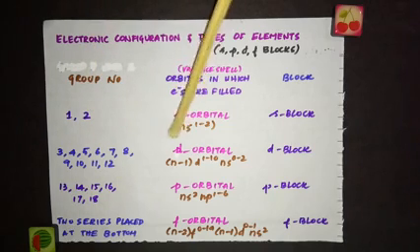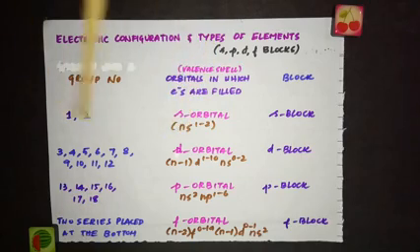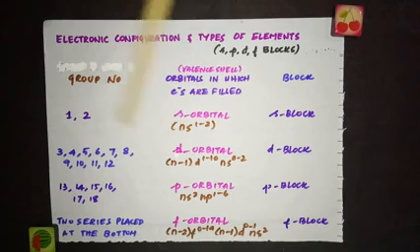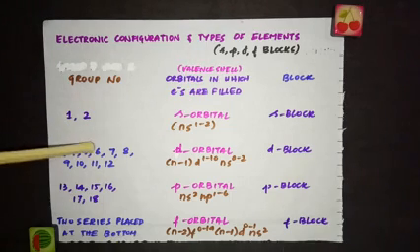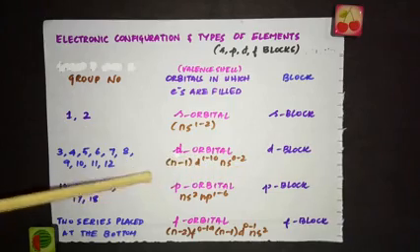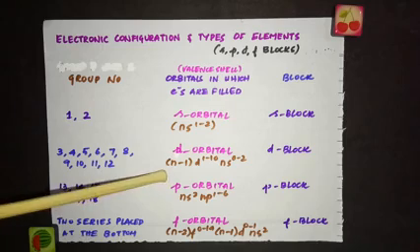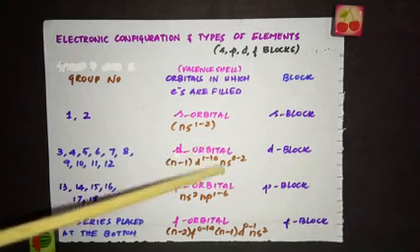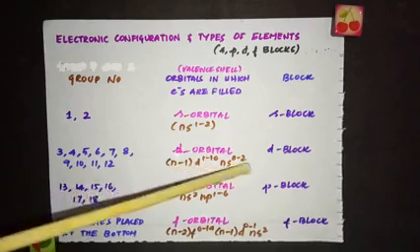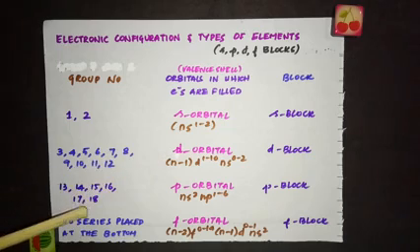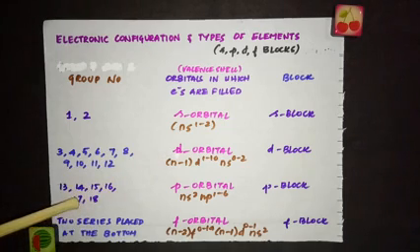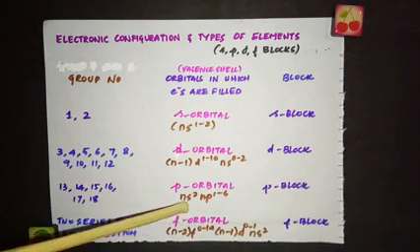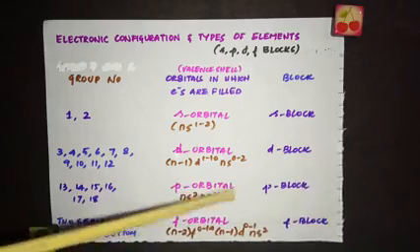So if it is 2, then that element belongs to the second period. If this is 3, then that element belongs to the third period. Same way, the general outer electronic configuration of d block elements is written as (n-1)d1 to 10 ns0 to 2. Now I'll show you why we write like this with an example. Same way for p block elements, the outer electronic configuration is ns2 np1 to 6.